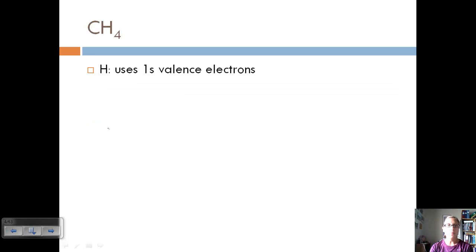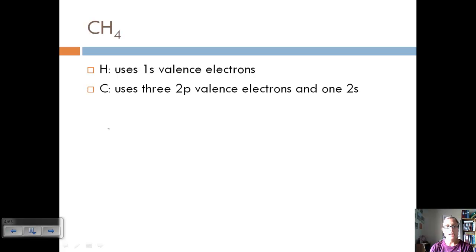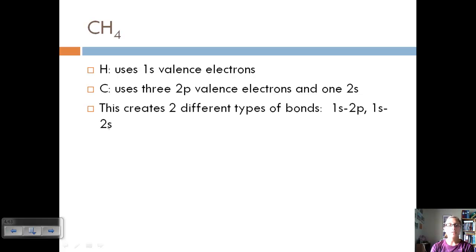Okay, so if we look at CH4, which is methane, each hydrogen donates one valence electron, and carbon is going to donate 4 valence electrons. 3 of those are 2p, and 1 of those is from the 2s orbital, because those are its valence electrons. So this creates 2 different types of bonds when we bond hydrogen and carbon together in the methane molecule. We have a 1s to 2p, 1s from the hydrogen and 2p from the carbon, and then since carbon also has a 2s, we have a 1s to 2s bond. Okay, so we've got different types of bonds.